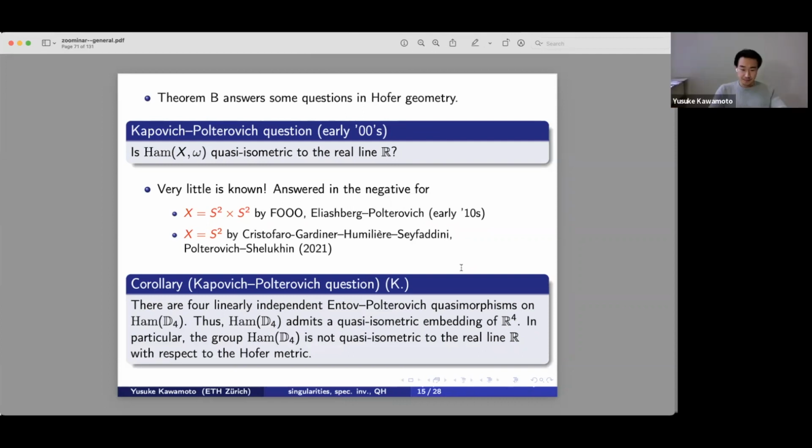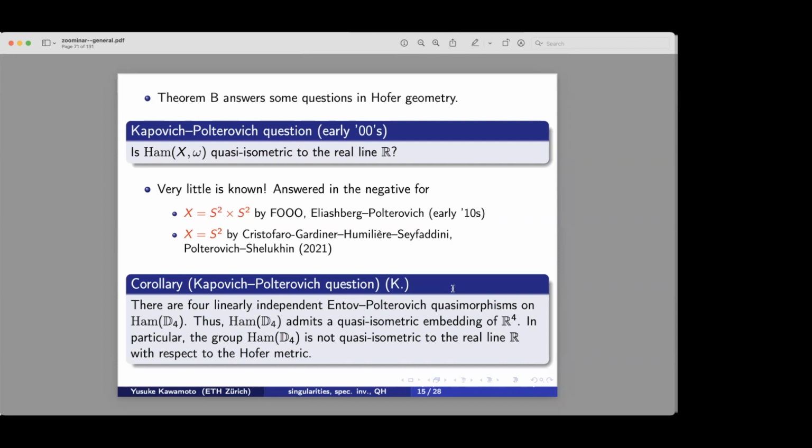Oh, so basically, if you have one Entov-Polterovich quasimorphism, then you can basically say that there's a line going through Ham. Okay. And this map, your theorem is about proving that these are linearly independent, am I right? Yes. How does that work? Let me answer that question after I prove theorem A, because that would be related.